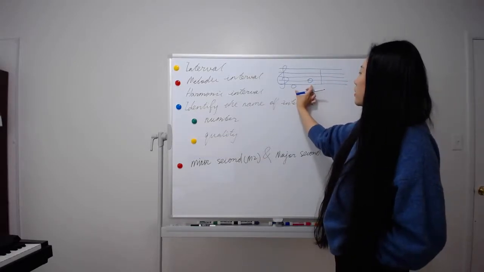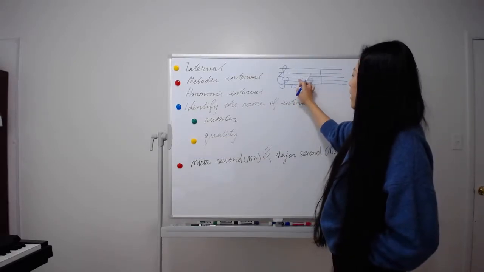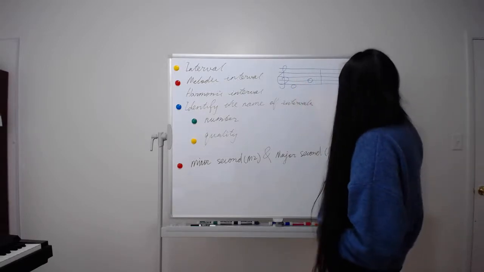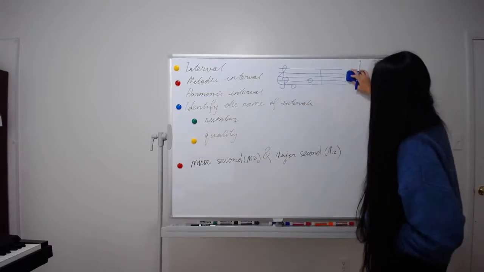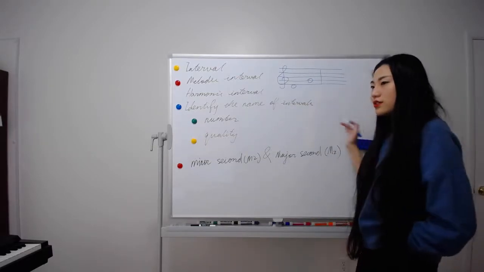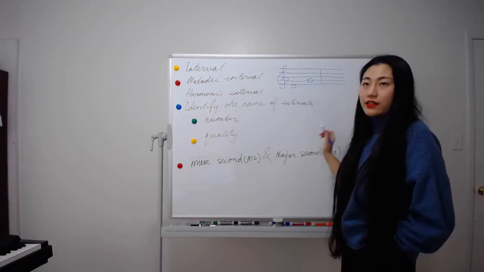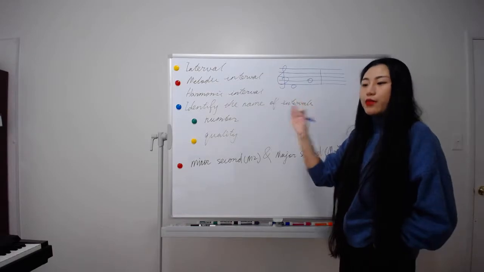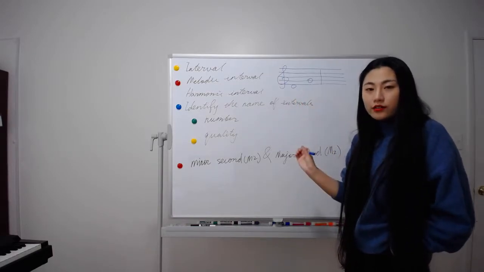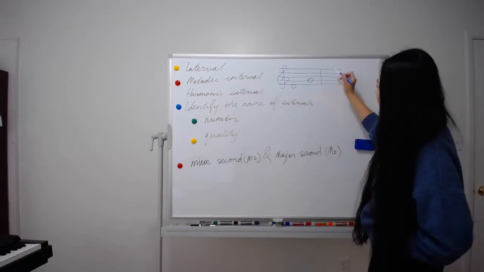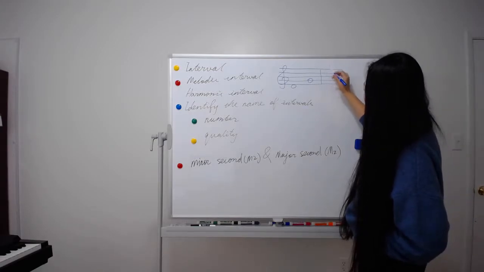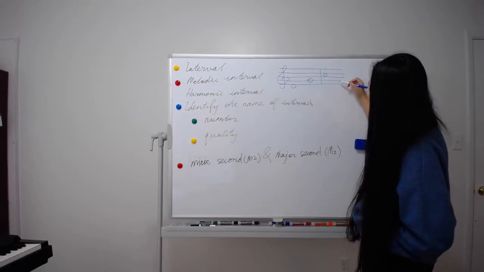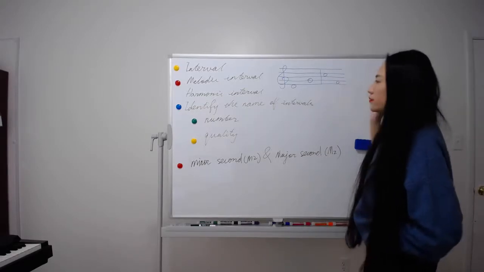See, these two notes have a big space between them. And also, when we see the descending melodic interval, which means the upper note to the lower note, right? So we read like this, upper note to the lower note.